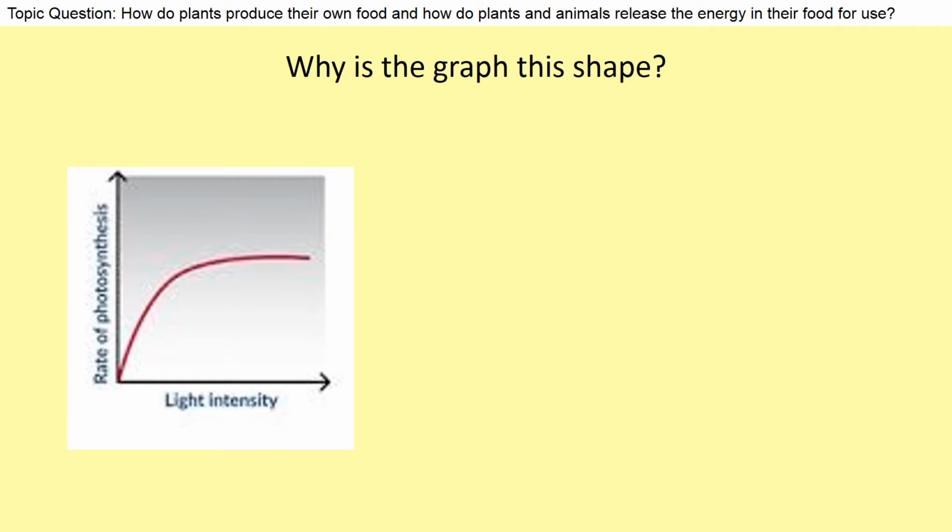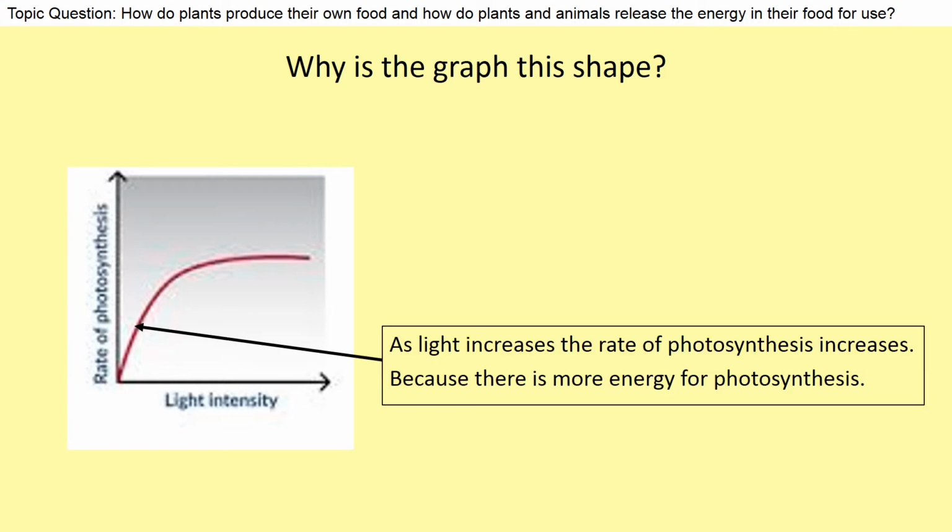Let's start with the light intensity graph then. So if we were going to describe this, what we're seeing is as the light intensity increases, the rate of photosynthesis increases. Why is that happening? Well, it is to do with the energy. So we need light energy for the photosynthesis reaction to take place. It is an endothermic reaction. It needs to take in energy to make it happen. So the more light there is, the more energy. And that means that the rate of photosynthesis increases.